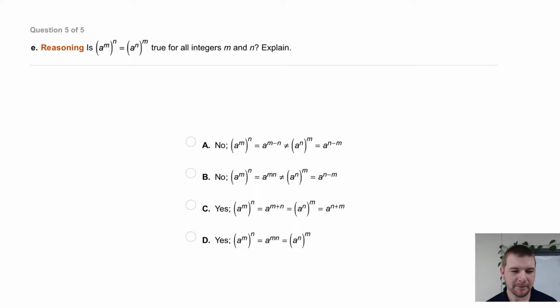And E, a reasoning item: is a to the m power to the n power equal to a to the n power to the m power, true for all integers m and n? Explain.